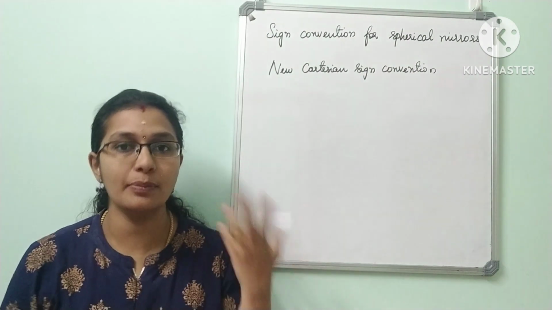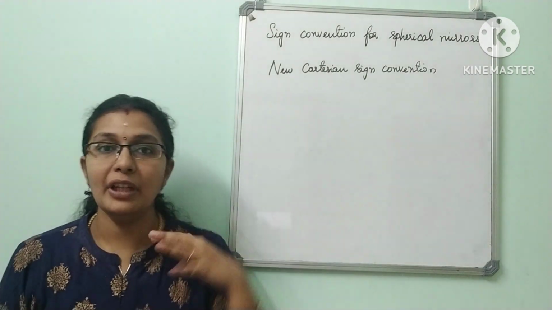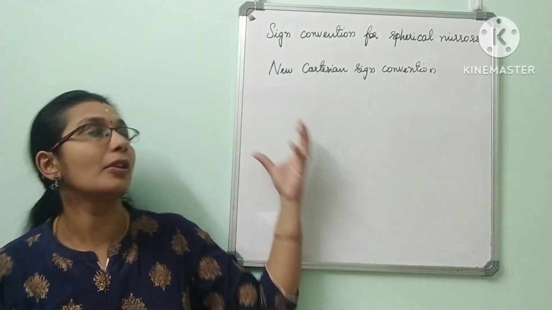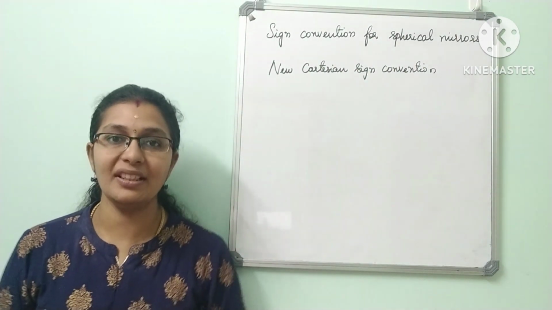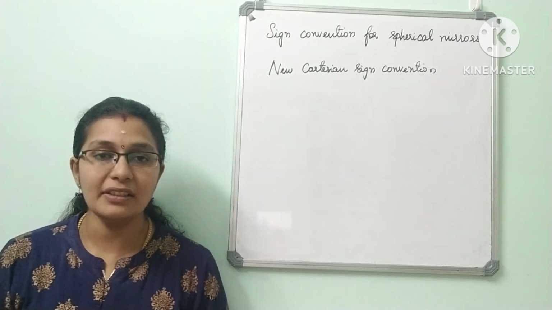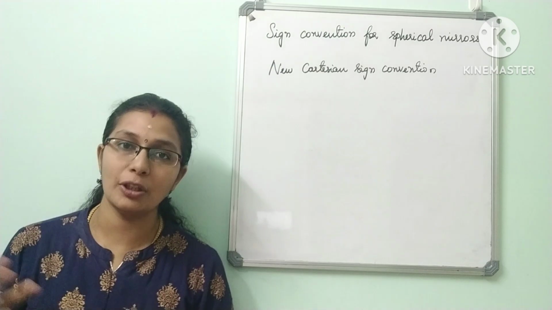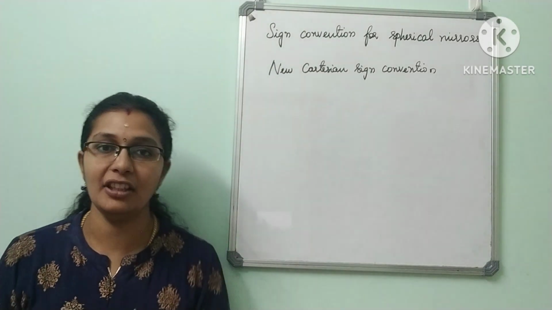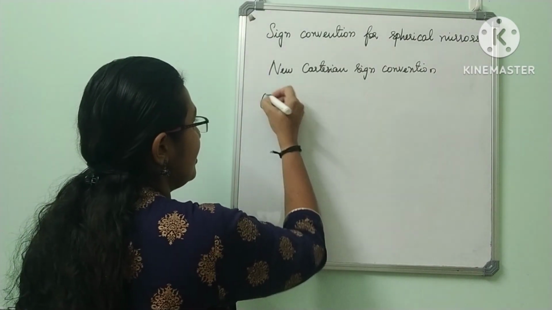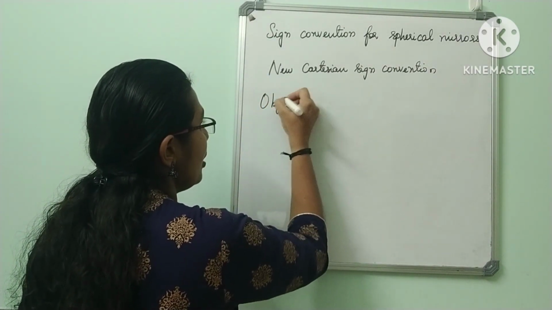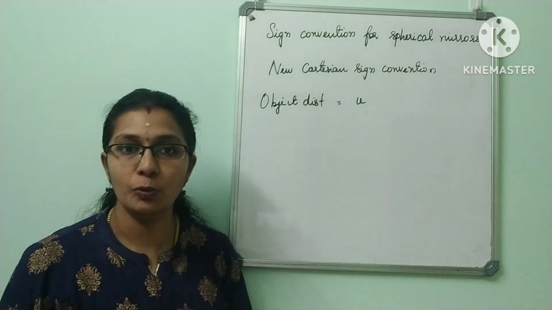Spherical mirrors means both concave as well as convex mirrors we are going to discuss, okay? We are going to follow a sign convention called the new Cartesian sign convention. Based on this only we are going to decide the signs. First of all, before getting into concave and convex mirrors, let us know the important terms that we will consider for sign convention. So note it down. Object distance is the first thing we will consider, which is denoted by the letter U.